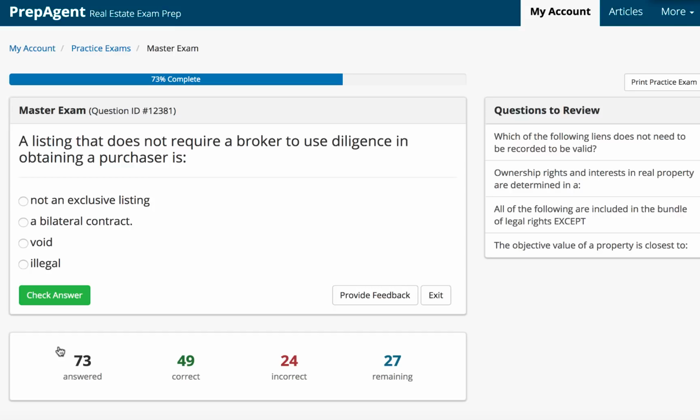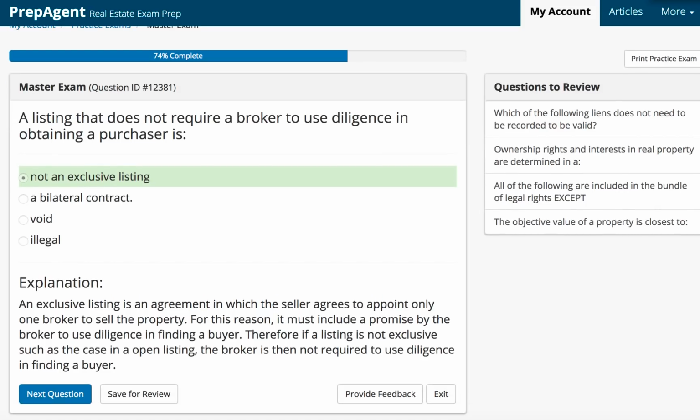A listing that does not require a broker to use diligence in obtaining a purchaser is not an exclusive listing, a bilateral contract, void, or illegal. So what do you think the answer is to this one? What are you going with? We're going to go with A, and we think we're wrong. A or D. Okay. What's a way to remember this one?